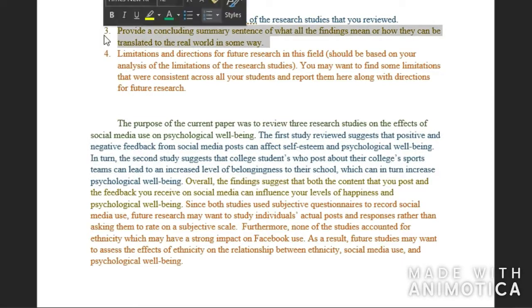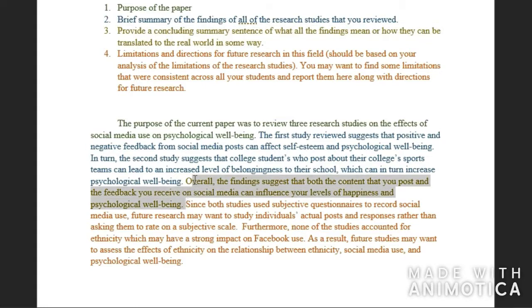The third step is to provide a concluding summary sentence of what all the findings mean or how they can be translated to the real world in some way. So, for example, in my studies, I stated that the findings suggest that both the content and the feedback you receive on social media can influence your levels of happiness and psychological well-being.